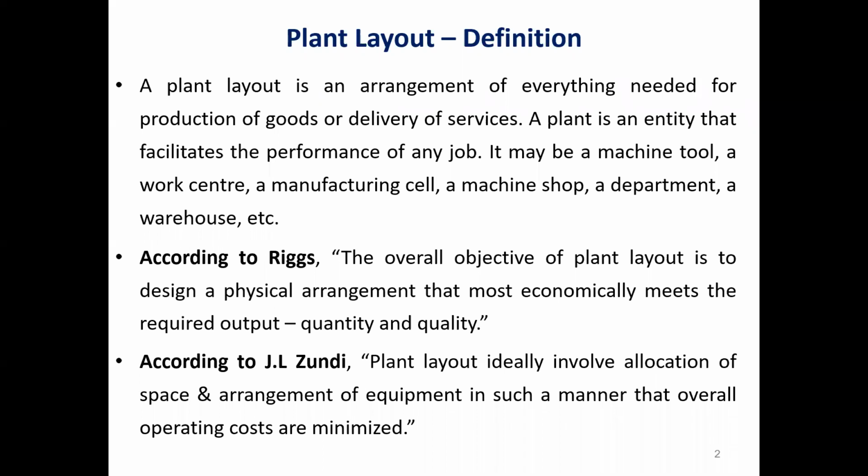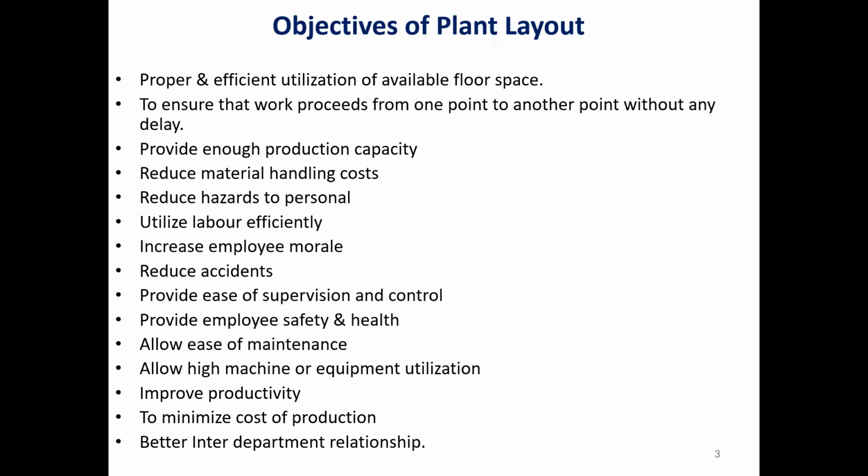So there are a variety of definitions. This is the definition according to RICS. Another definition, according to J.L. Zundi, is that plant layout ideally involves allocation of space and arrangement of equipment in such a manner that overall operating costs are minimized. So sometimes the focus of the plant layout is to minimize the operating cost, and sometimes it is to achieve the quantity as well as the quality in an economical way. These are the basic definitions of plant layout, and a variety of definitions may be available in different reference books. So what exactly are the objectives of the plant layout?